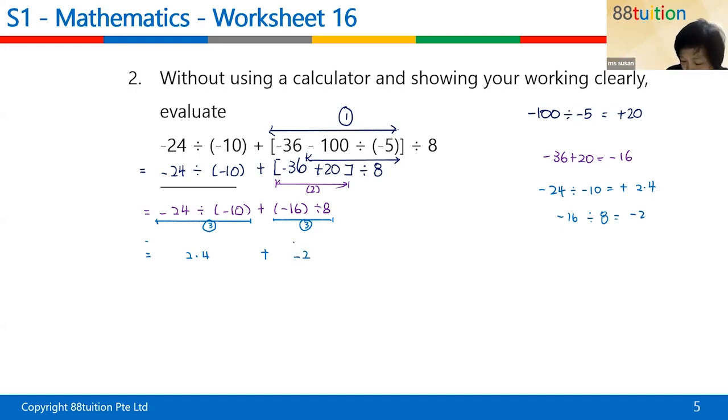Right? So if you have a minus 2, what can you do? You can actually open the bracket and put here minus 2. Okay? So what is 2.4 minus 2? 2.4 minus 2. Final answer? 0.4. Final answer.